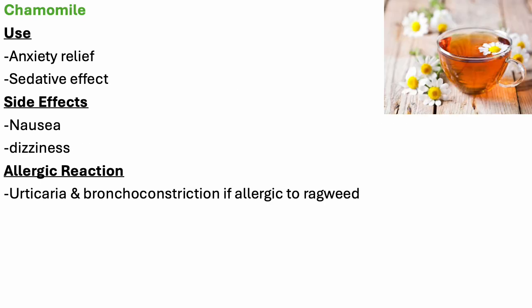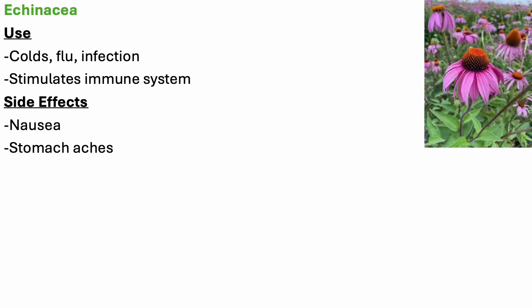Next is chamomile. The use is for anxiety relief, and then it also has sedative effects, so you could take this in a tea before bed for better sleep. Side effects are going to be nausea and dizziness, and allergic reactions could occur with this, where you could have urticaria or bronchospasms if you're allergic to ragweed. Next is echinacea. The use is for colds, flu, and infections, and it also stimulates the immune system. Side effects are going to be nausea and stomach aches.